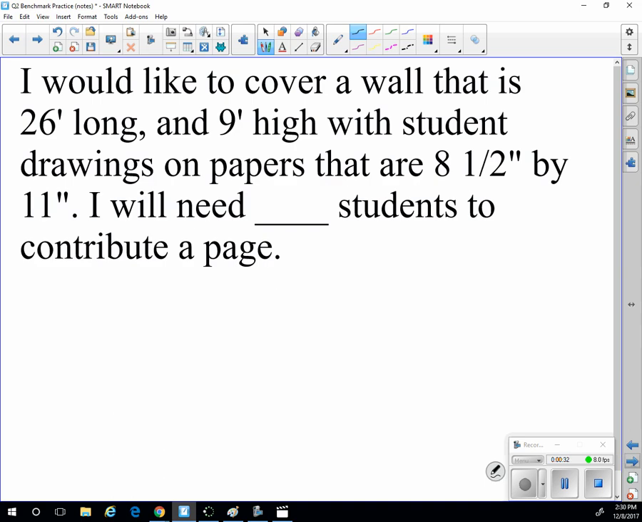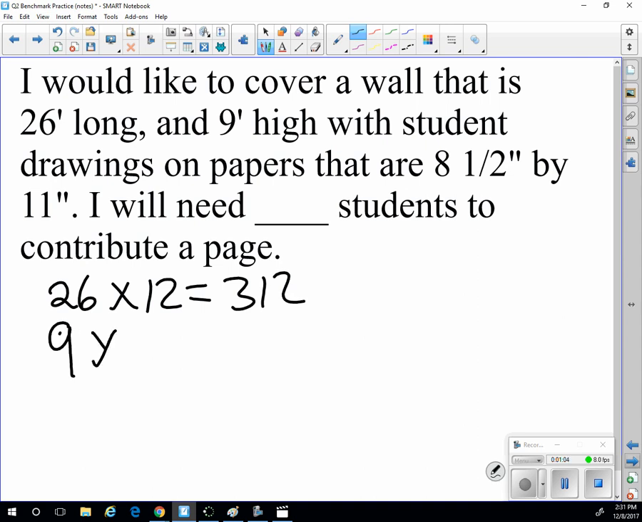I would like to cover a wall that is 26 feet long and 9 feet high with student drawings on papers that are 8.5 inches by 11 inches. I will need how many students to contribute a page? Well, let's convert the feet to inches. The wall is 26 feet long and each of those feet has 12 inches. So 26 times 12 is 312 inches long, and the height is 9 feet, and there's 12 inches in every foot, so there's 108 inches.